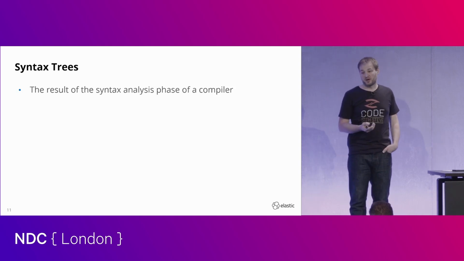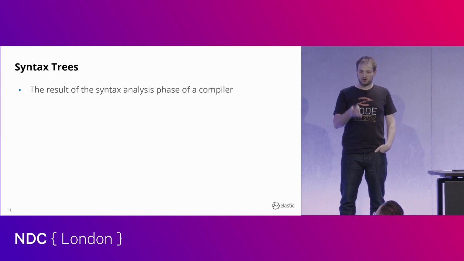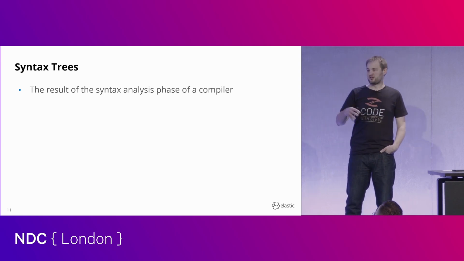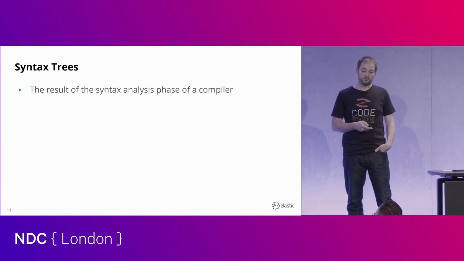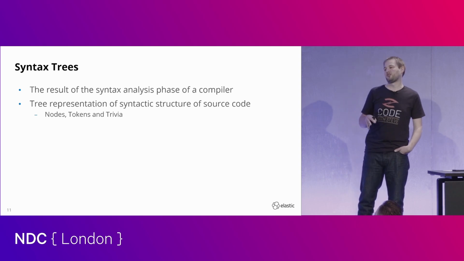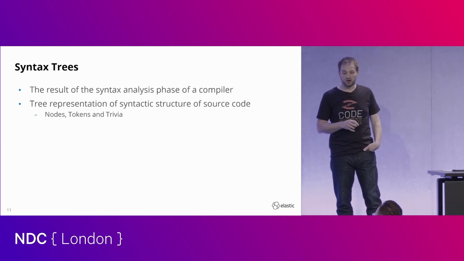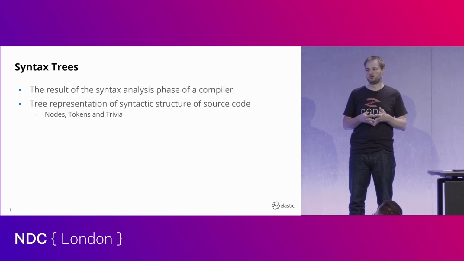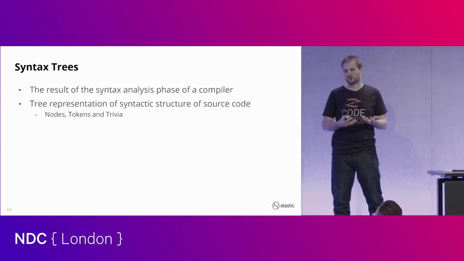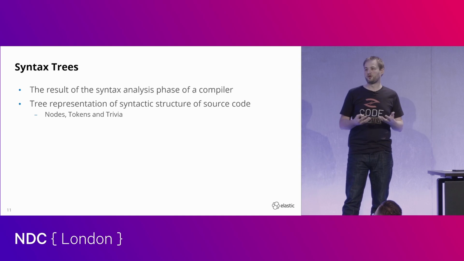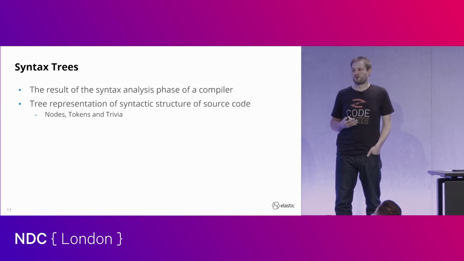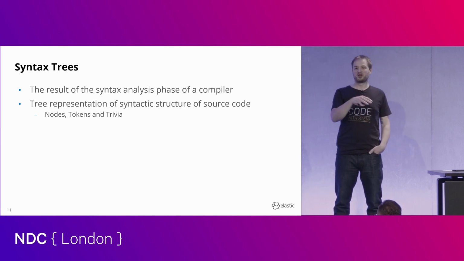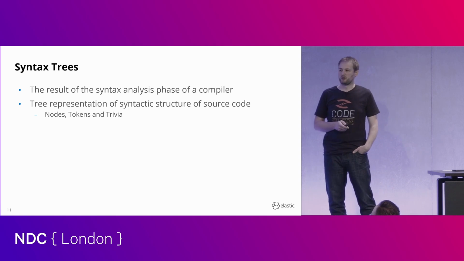Syntax trees are basically the result of the analysis phase of the compiler. As that parsing phase has gone through the code and worked out where all the tokens are, it understands the syntax that we've written. And so from there, we can build up a tree representation of that syntactic structure of the code. And this includes three main things. Nodes, which are generally going to correspond to language constructs, so like a class declaration or a method declaration would be defined as a node in this tree. Nodes will always have a parent except for the root node, and nodes may have child nodes below them. So a class can have methods and properties, and those are nodes below it.